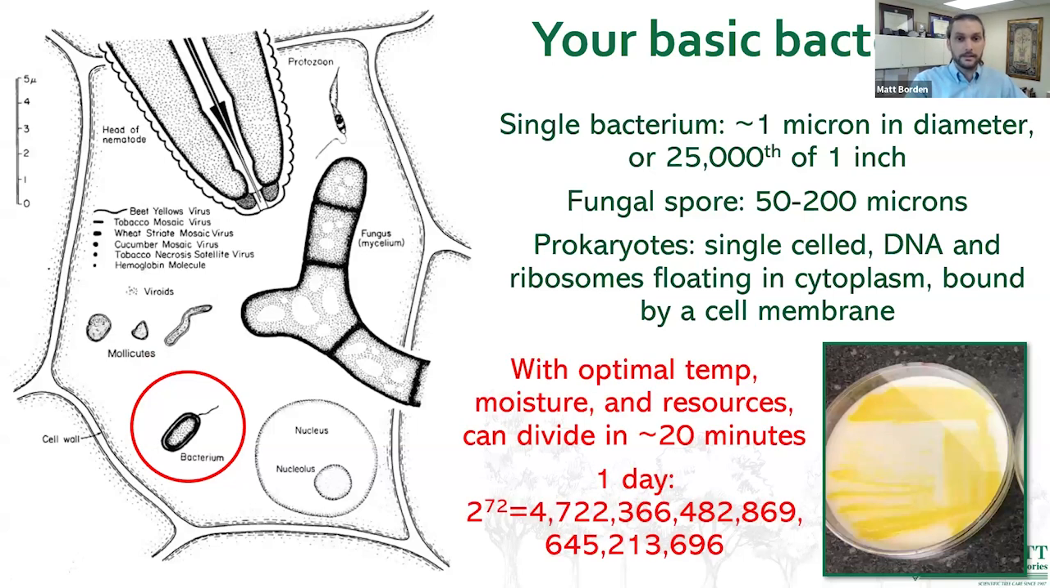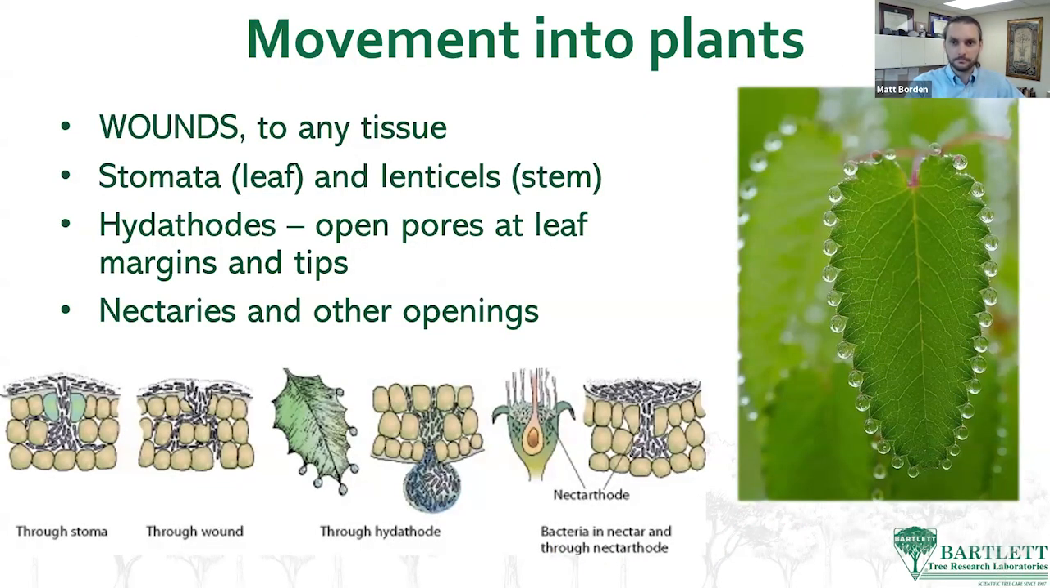What's really cool about bacteria is that A, they're ubiquitous, but then B, their reproduction potential is absolutely incredible. Under optimal conditions, this is a generality, but given the resources and right temperature and moisture, bacteria can reproduce about every 20 minutes. So over the course of a 24-hour period, you can have a number far higher than I know how to pronounce. But that is what makes them so prolific in the landscape.